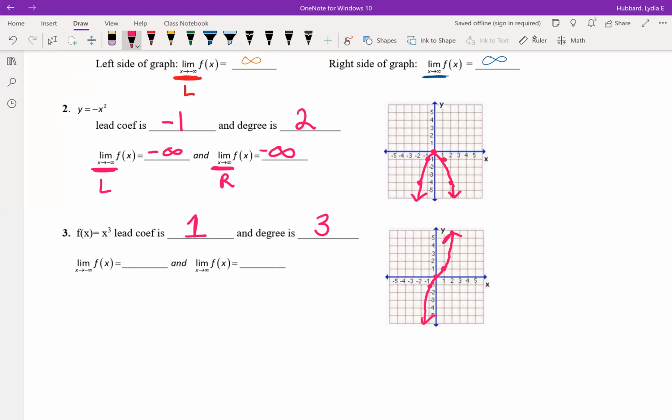And so we say as x goes to negative infinity, that's going in this direction. So that's on the left side. Our graph this time is going down. So that means it's going to negative infinity. As x goes in the positive direction, that means it's going to the right because that's our positive numbers. This time our graph is going up, so it's also going in the positive direction. So that would be to infinity.